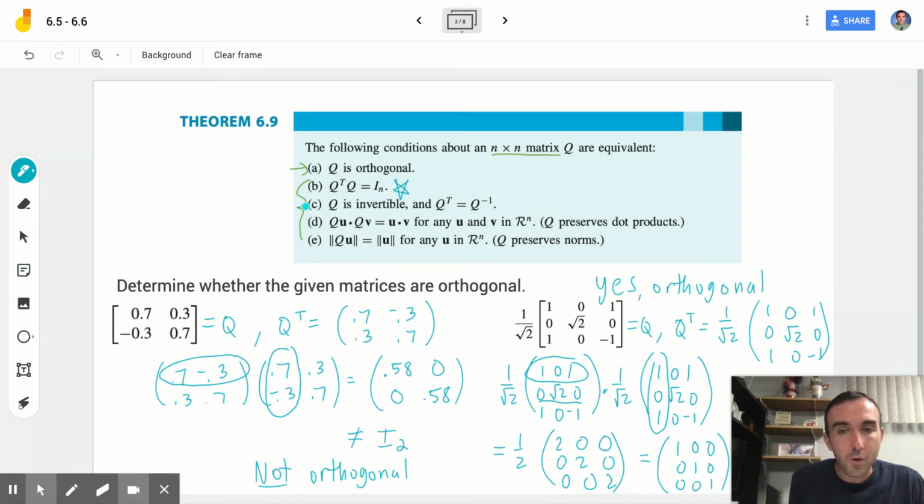Again, you can choose to use C if you want, but that would require finding inverses, and that's a lot of work, especially for the 3 by 3. So I would stick to property B. A nice convenient way to tell whether or not a matrix is orthogonal.